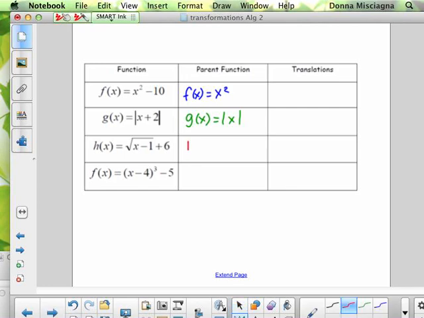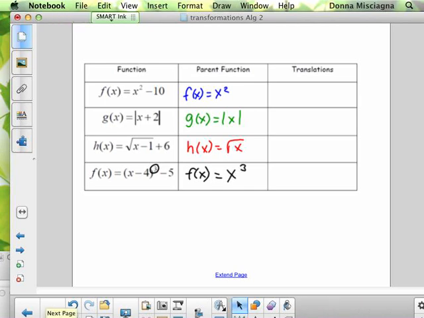And then we have h of x equals the square root of x. Sorry, my cord is caught. There we go. I have to watch my cord. And we have another f of x for good measure. Notice I have a cube here. This is x cubed. So now let's write down the transformations.